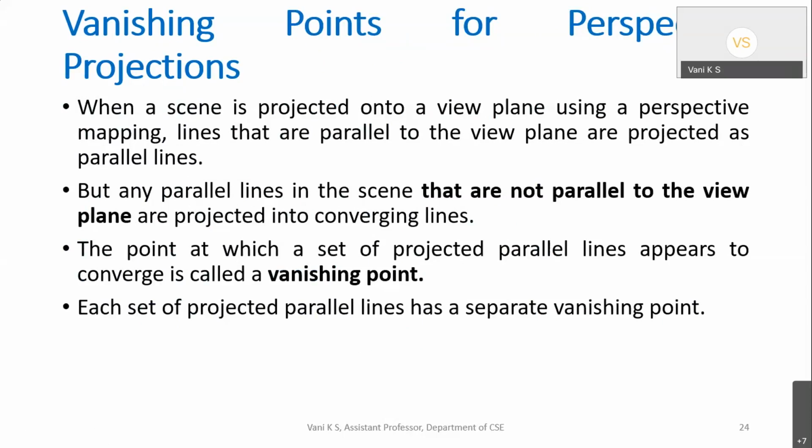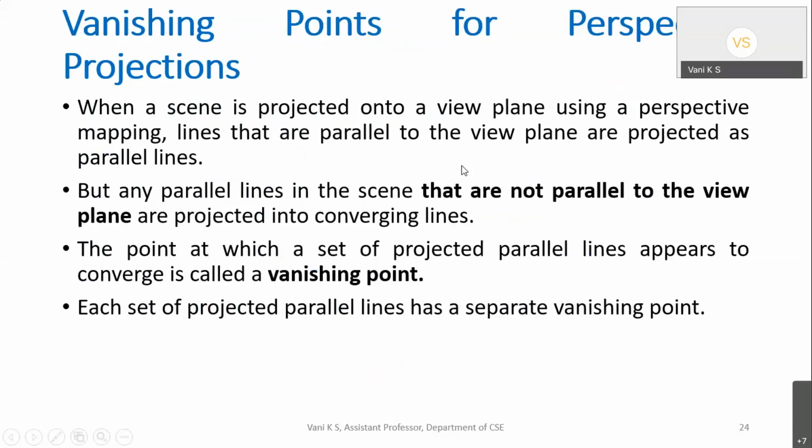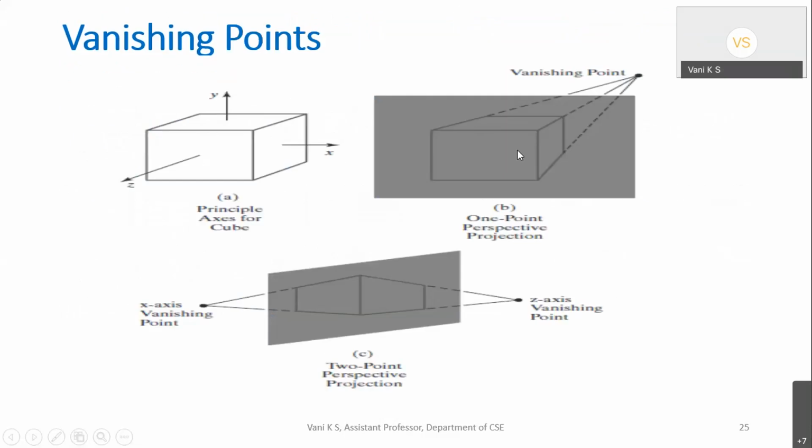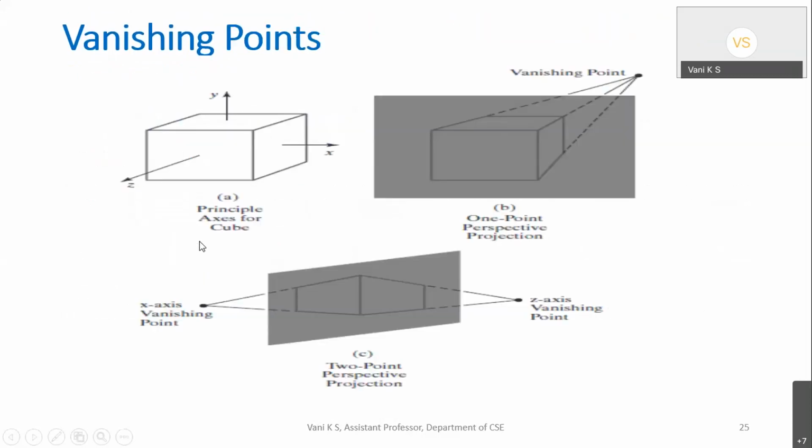There will be some parallel lines in the scene which are parallel to the view plane. They will be projected as parallel lines only. The lines which are parallel to the view plane will be projected as parallel lines only. But if they are not parallel to the view plane, they will be converging.